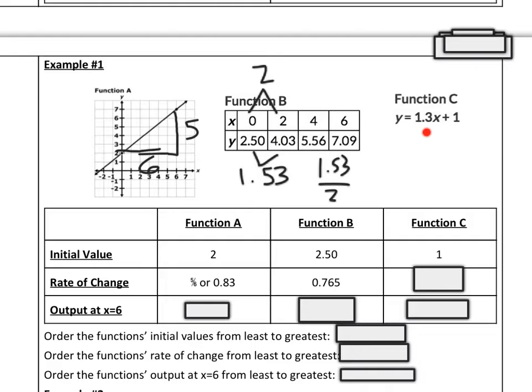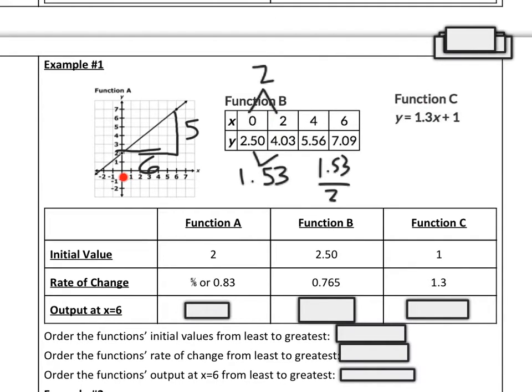And if you picked any of these other differences, you should have got that same value. Lastly, our rate of change in our function is the m in the y equals mx plus b. Our coefficient right here next to the x is 1.3. That's our rate of change. See if you could find the output at x equals 6 for each of these functions. Do that now.